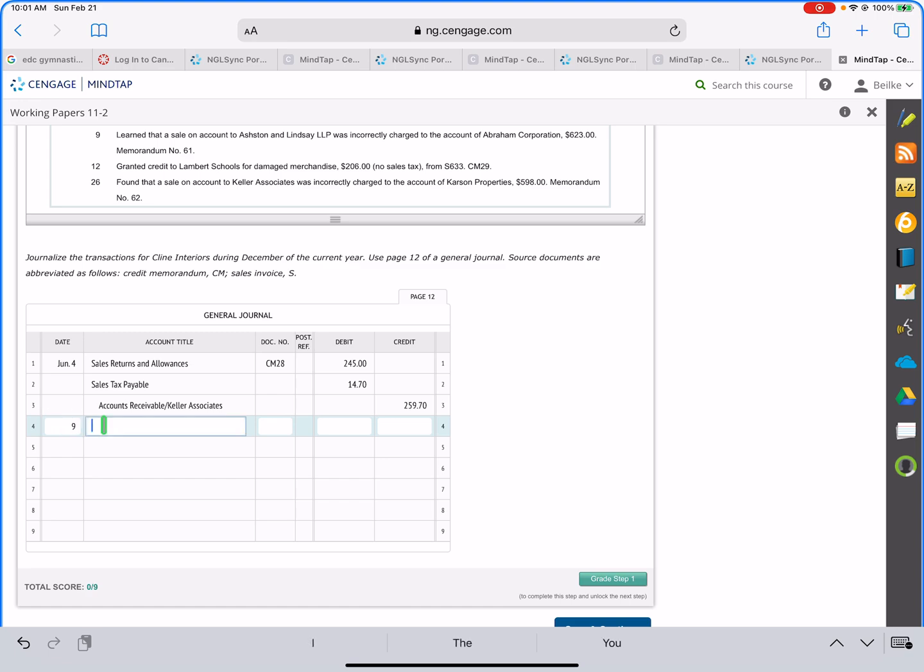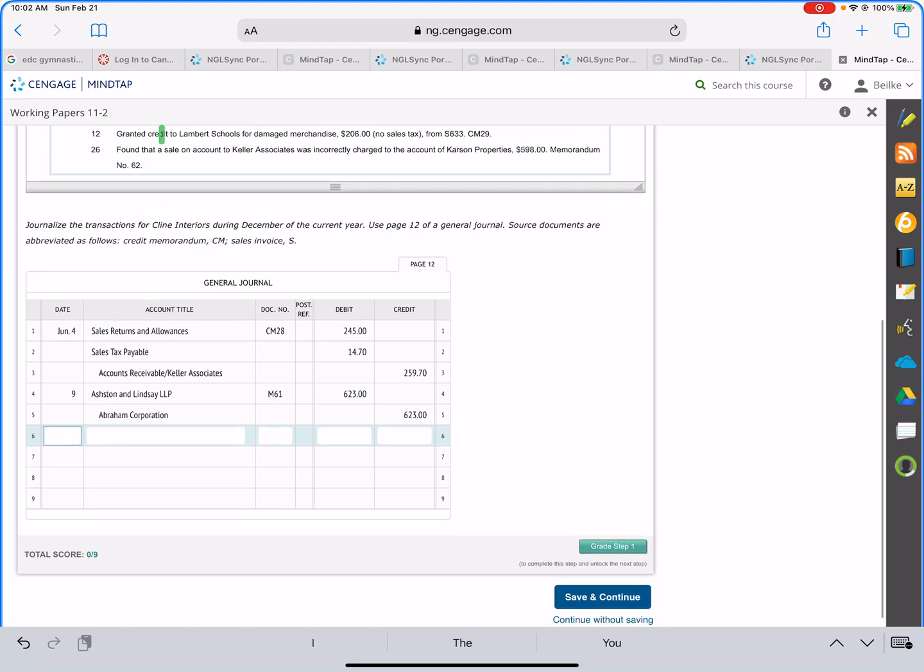Make sense? All right, so we have this company, Ashton and Lindsay. We are going to debit and put the $623 into their account where it should have been in the first place. And we're going to take it out of Abraham Corporation. We're going to take it out of theirs because it was wrongfully put in theirs. So we're going to credit that, and the source document is Memorandum 61. So again, it does not affect your accounts payable account, it just affects your customers' names.